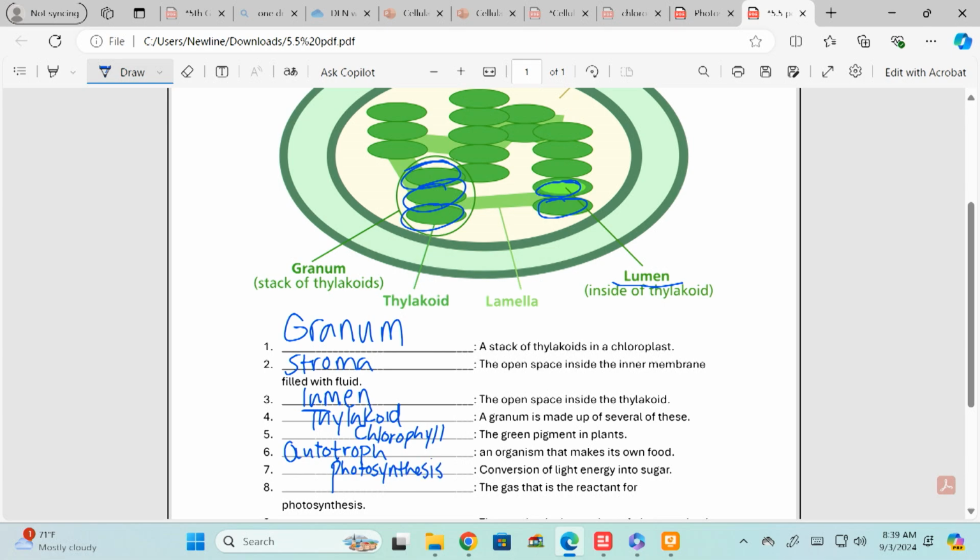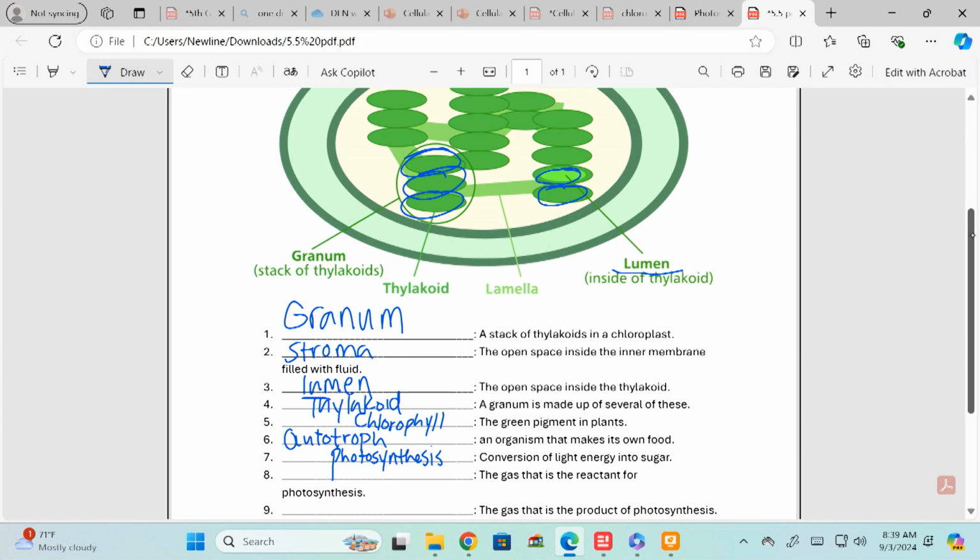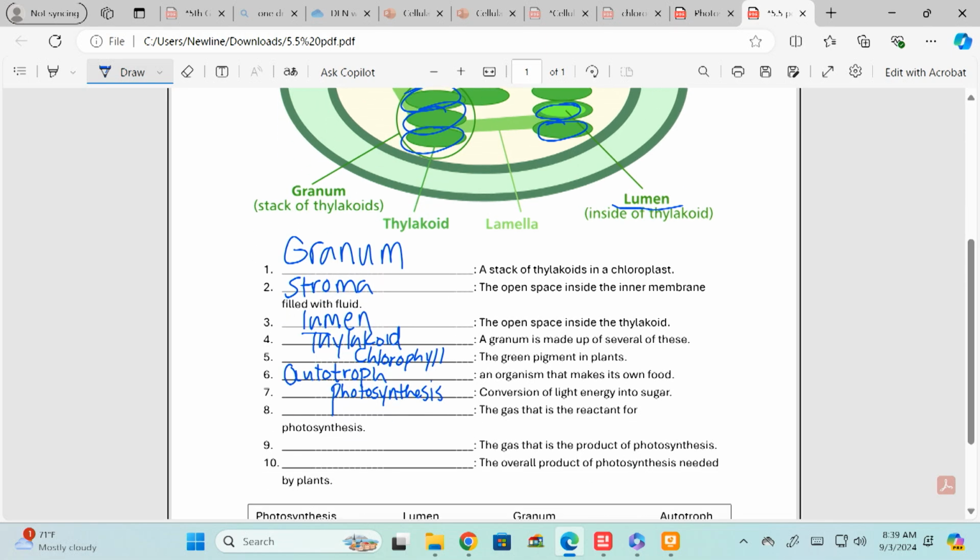So number 8, the gas that is the reactant for photosynthesis. So reactant. Is a reactant what we put into it or what we're getting out of it? A reactant is what we put into it. We're putting in carbon dioxide. And I'm just going to write that as CO2. Okay, CO2 is carbon dioxide. And that's what we're putting into photosynthesis.